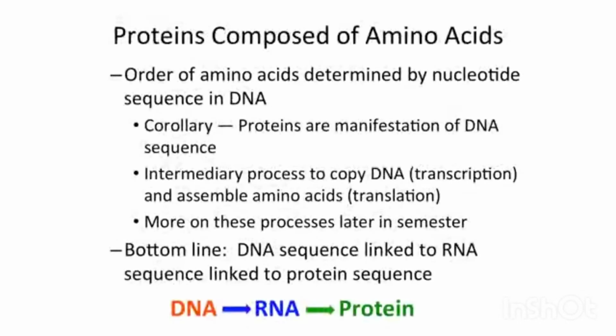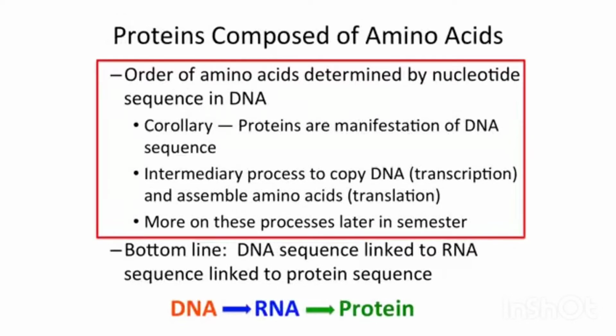Amino acids are the key components in proteins. Proteins are basically a polymer of amino acids that is determined by the order of the nucleotides in DNA. To flip that, proteins are a manifestation of DNA sequence. They are the physical manifestation of DNA sequence. If DNA is like a blueprint, proteins are like the structure that the blueprint describes.